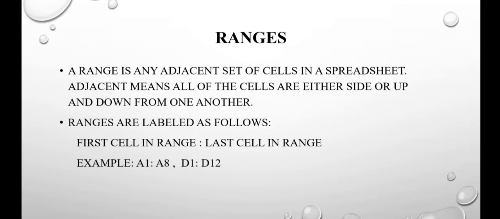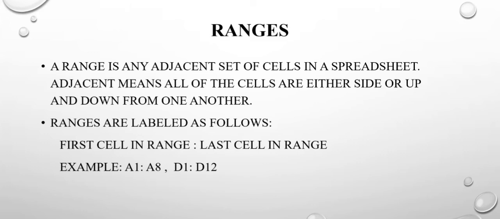First cell, from where we have to start selecting the cells. Last cell in the range, which one is the last cell, up to where we have to select. That is called range. For example, A1 colon A8. A1 is the first A column and first row.